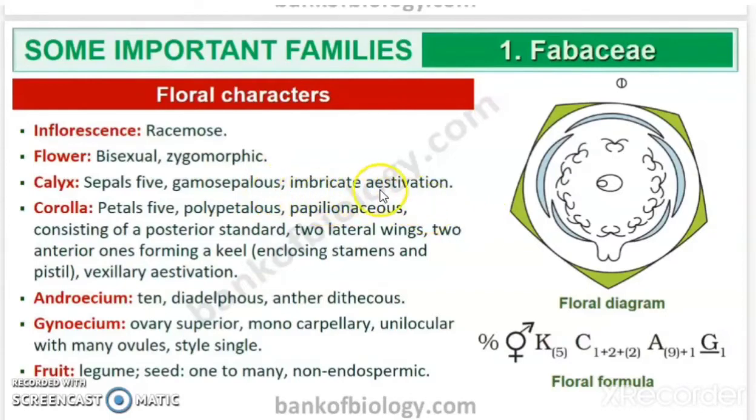Now coming to imbricate estivation. We have learnt about the estivation of the calyx and corolla, right? So what is this imbricate estivation? In this estivation, we are talking about sepals here. If the margins of sepals overlap one another but not in any particular direction, we call the estivation imbricate estivation. Now what is estivation? The mode of arrangement of sepals or petals in a floral axis with respect to other members of the same whorl.